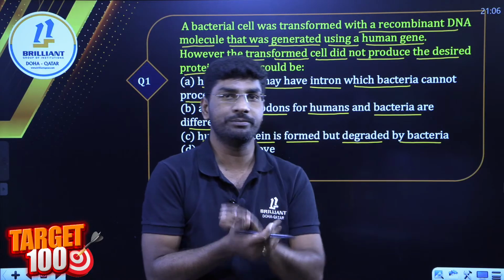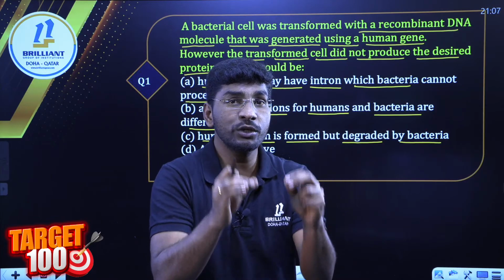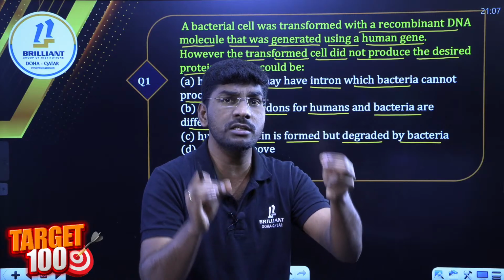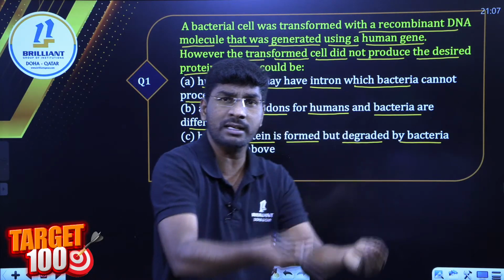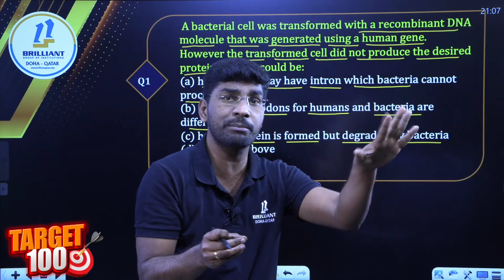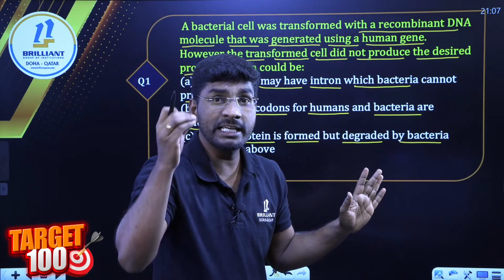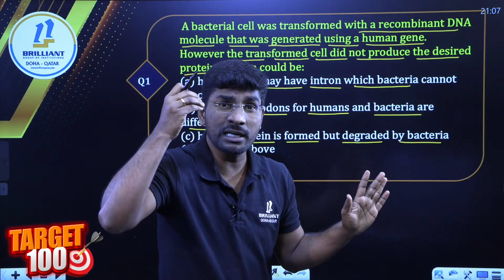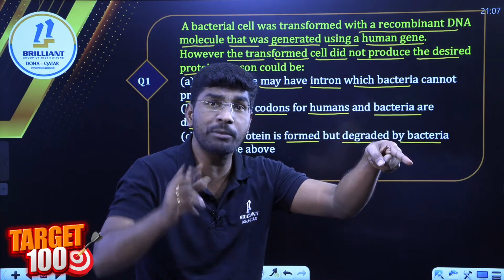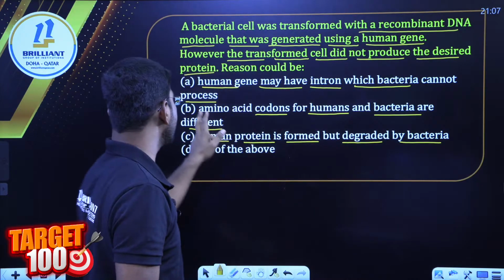My dear students, if you look at option 2, according to the genetic code, it is universal. What does that mean? The codons which code for an amino acid are similar in humans, in bacteria, in all types of organisms, except mitochondrial DNA plus some protozoans. So the second option is not possible. Am I clear? It is possible to get human insulin or human proteins in bacteria because the genetic code is universal. So this is not the correct answer.